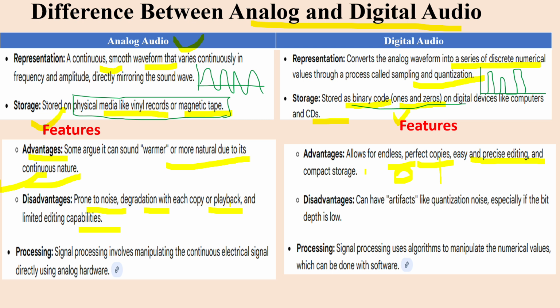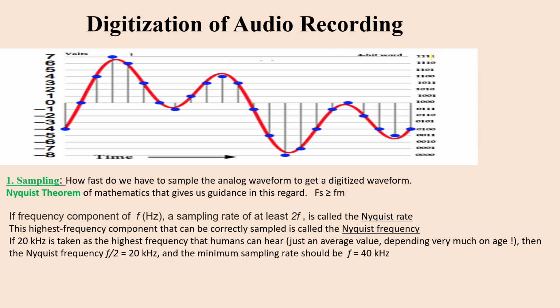And what is a disadvantage? It can have artifacts like quantization noise. Quantization noise may occur when we digitize the audio signal into a digital signal, especially if the bit depth is low. We can reduce the quantization noise by increasing the bit depth. So these are the features of analog audio and digital audio.